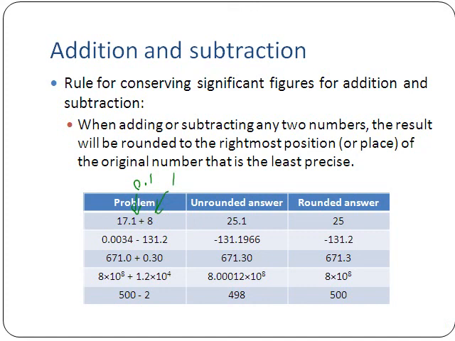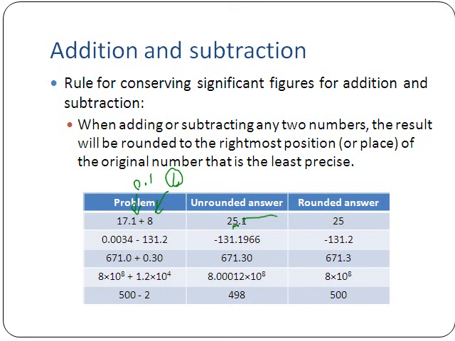So which one of these is the least precise? Well, the 17.1 is rounded all the way to the tenths place. That's fairly precise. The 8 is rounded only to the ones place. That's not as precise. So the one that's the least precise is the one rounded to the ones place. And so we want to round this 25.1 to the ones place. The ones place is right there, and we're going to scratch out anything after that. And so we end up with a rounded answer, which is 25.